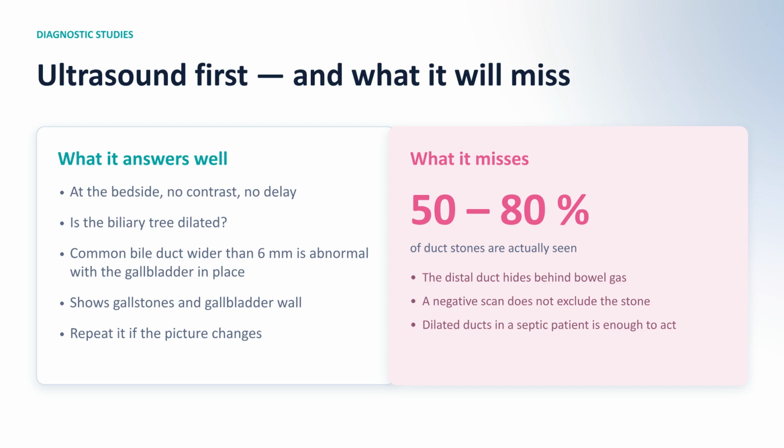Ultrasound actually sees the stone itself only about 50 to 80% of the time. The distal duct hides behind bowel gas, so do not let a negative ultrasound talk you out of the diagnosis. A dilated duct in a septic jaundiced patient is enough to act on. The absent stone is a limitation of the test, not evidence that the duct is clear.